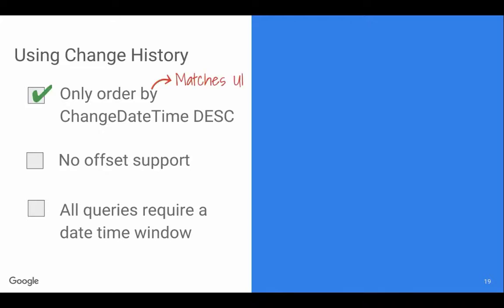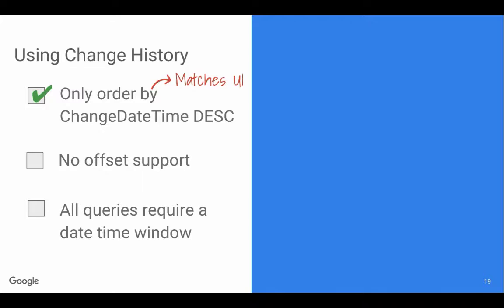We wanted to get this feature out so that you could start using it in the API. So we have the same limitation that the UI does, and we just weren't able to support at this time anything other than change date time descending. So that's in line with the UI. That makes sense. But what about the offset support?